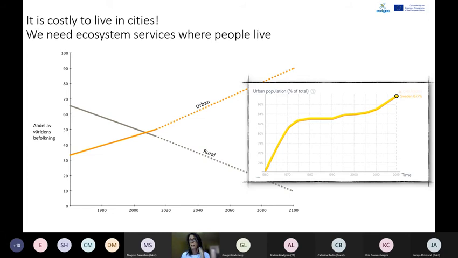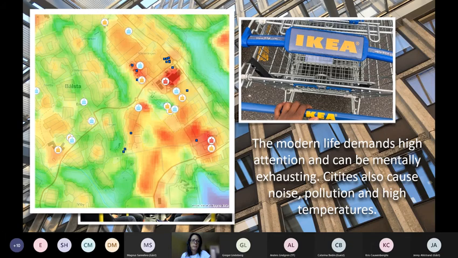So that's a little bit odd because Sweden, you can see it as a very green country, but still most people live in the city. And that demands quite a lot from us because it's exhausting. It's a lot of noise pollution, high temperatures, and it demands that we can cope with that to really feel well and be healthy and productive.